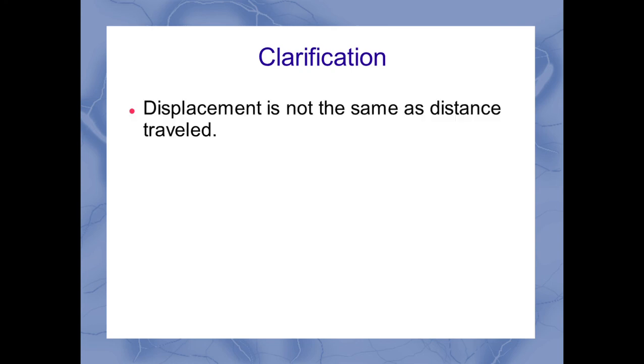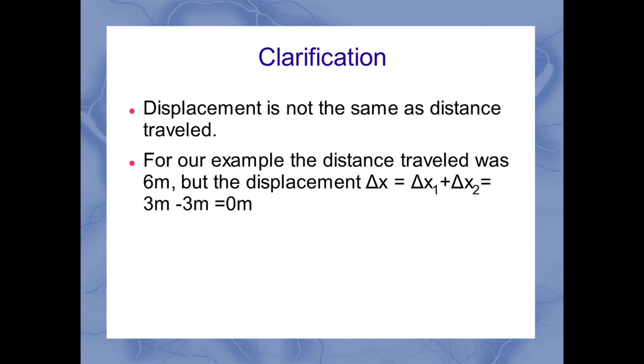Now, displacement and distance traveled aren't the same thing. When you're finding the distance traveled, you would add the magnitude or absolute value of all the displacements to figure out the distance. So in the first displacement, we moved 3 meters to the right. Then the second displacement, we moved 3 meters to the left. So that means we'd have an overall displacement of 0 meters, but the distance traveled would be 3 meters plus 3 meters, or 6 meters. Just make sure you keep those two things separate and you should be fine.